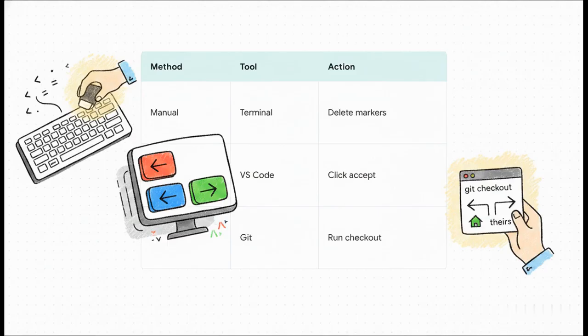And finally, method 3, CLI flags. If you know for a fact you strictly want your branch's version, you can just run git checkout --ours. If you strictly want the incoming branch, you use --theirs.